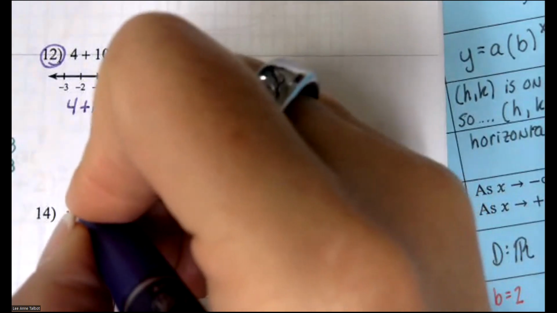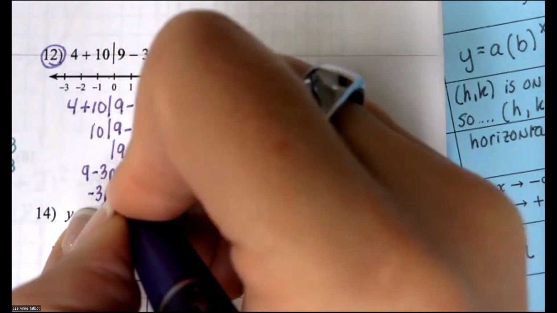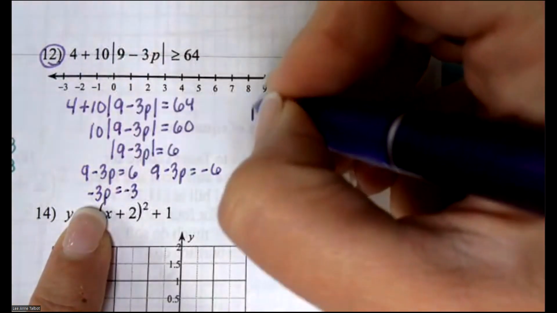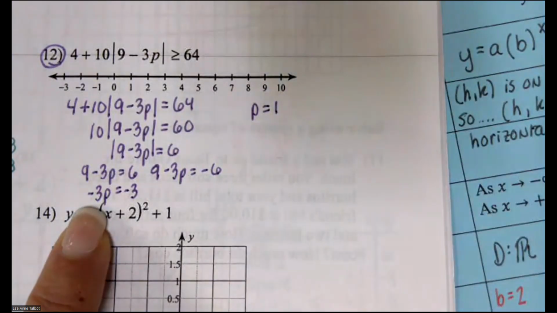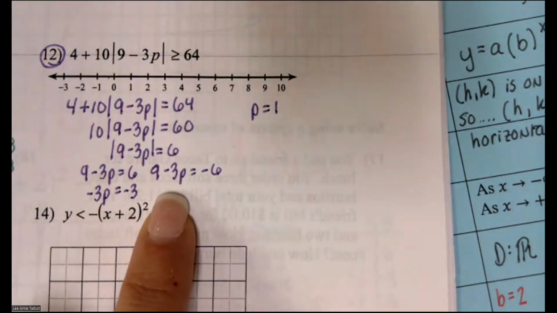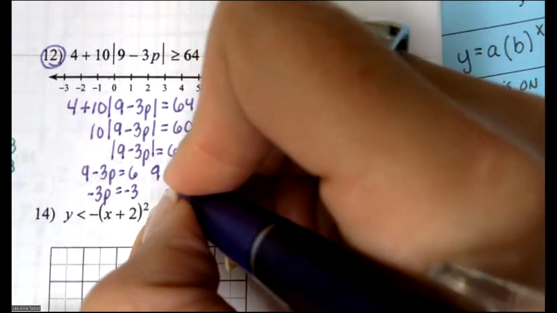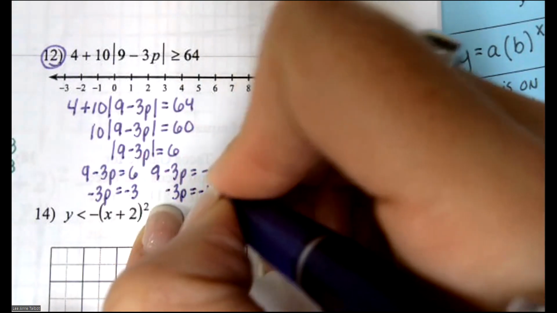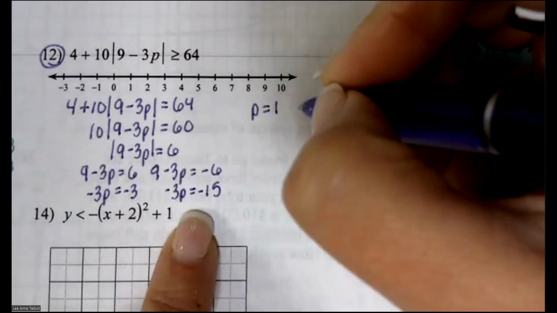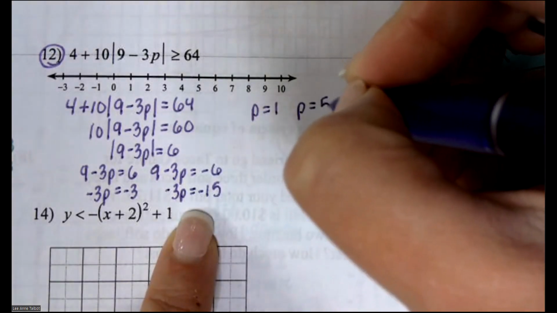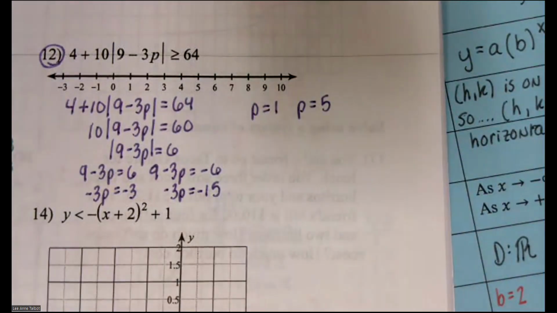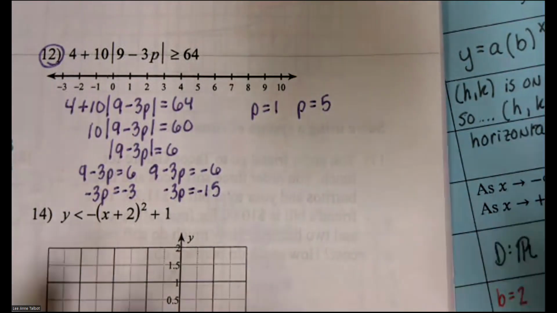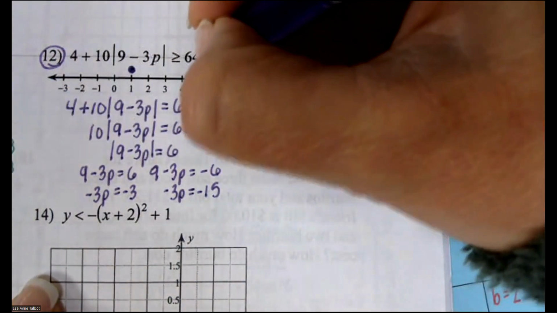Minus 9 from both sides, so I have negative 3p equals negative 3. P equals 1. Minus 9 from both sides, negative 3p equals negative 15. P equals 5. Closed. Closed.